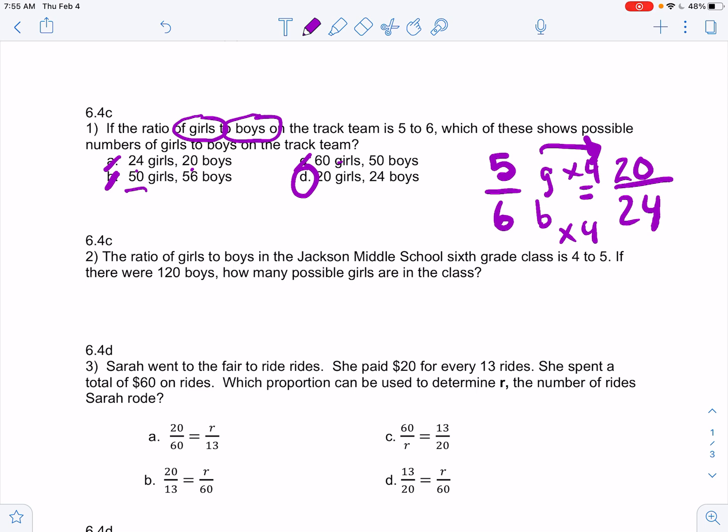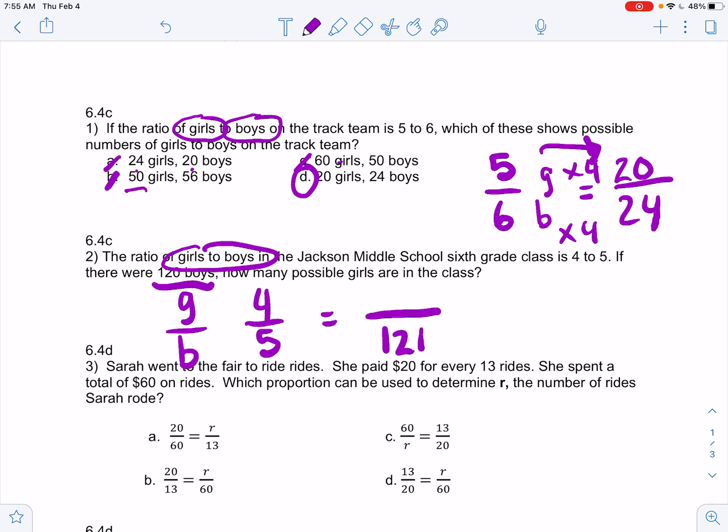The ratio of girls to boys. Order matters and labeling it matters. At Jackson Middle School is 4 to 5. If there were a total 120 boys, how many possible girls could there be? Does boys go on the top or the bottom? We set it up girls to boys. Boys will be on the bottom. Unit to unit, boys to boys.